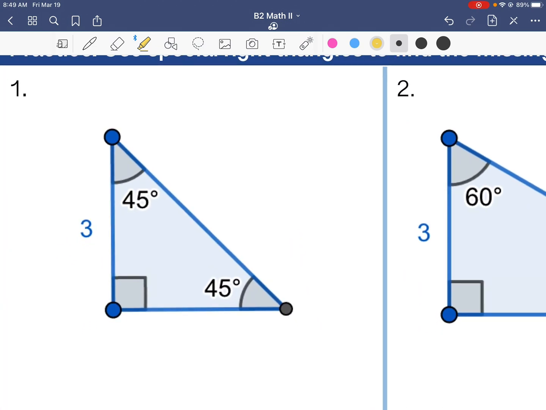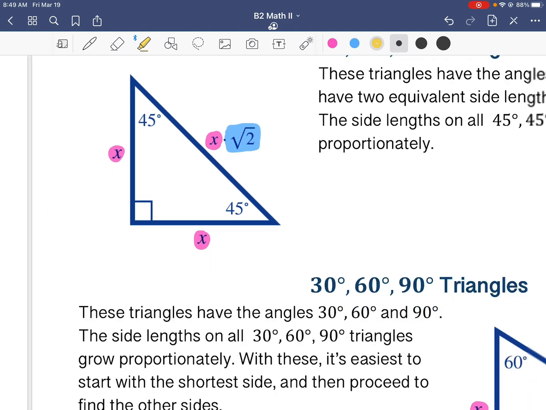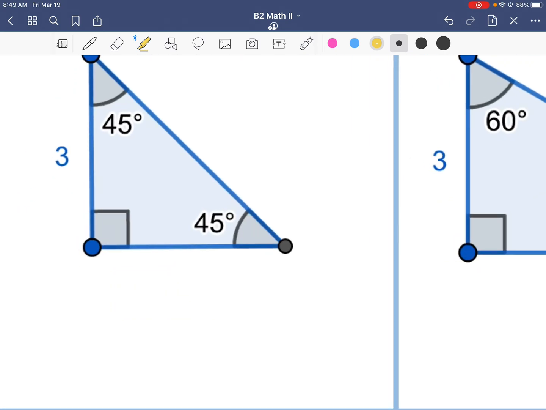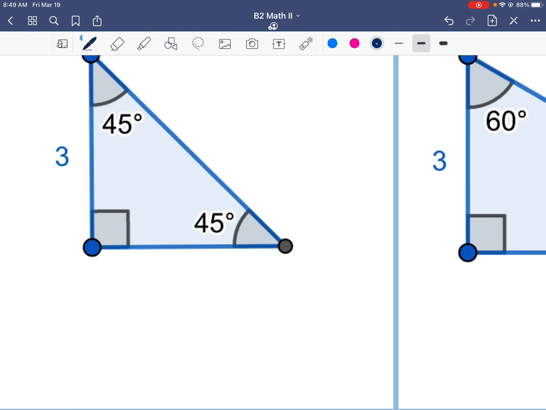Number 1 is a 45, 45, 90 triangle, and they have given us one of the side lengths. And referring back to our picture here, the two legs of the triangle are the same. So this value and this value should be the same. And then this value is going to be that same value times root 2. That's how all 45, 45, 90 triangles are. So if that side's 3, this side's 3, and this side is 3 root 2. In particular, 3 root 2 is 4.24.